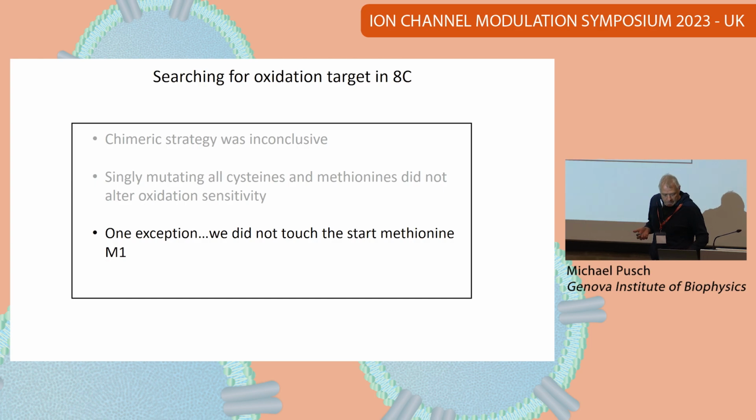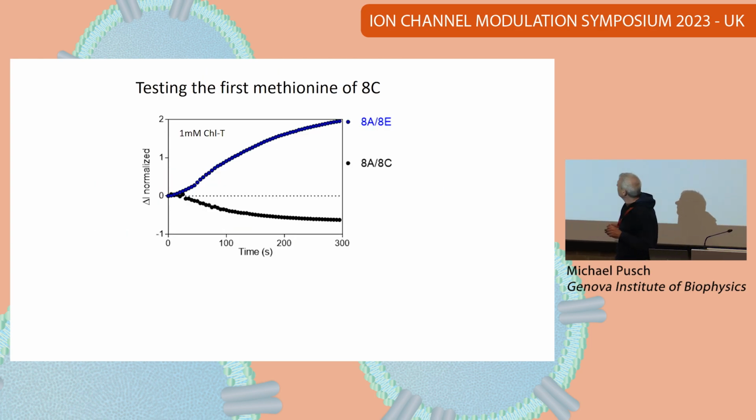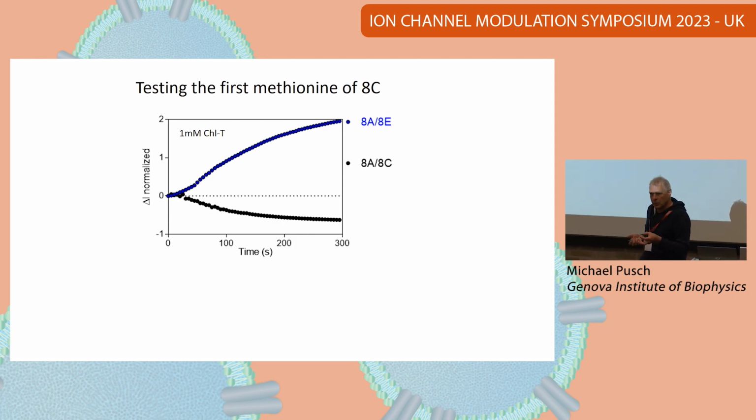One simple idea could be, okay, how can we test the first methionine? One idea is we could make concatemers. We can make a concatemer of 8A and 8E, or 8C, and in that one we could mutate the methionine. However, it was known that the N-terminus of the protein has to be free. If you fix it in the concatemer, it is not functional at all. So this was already known.